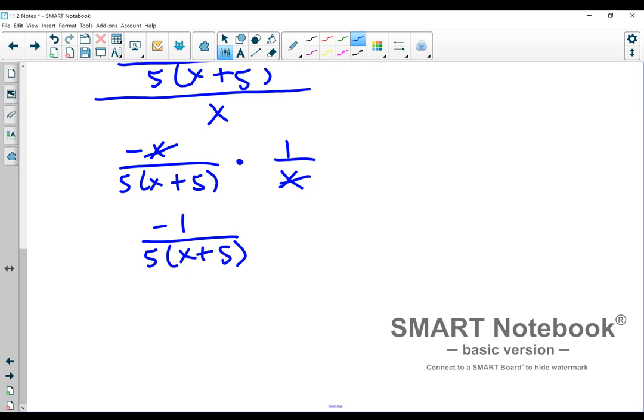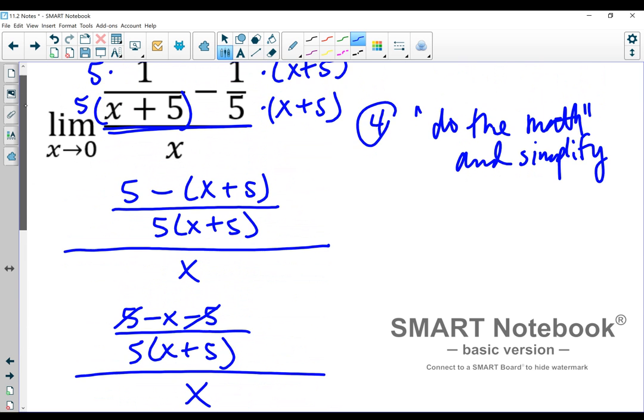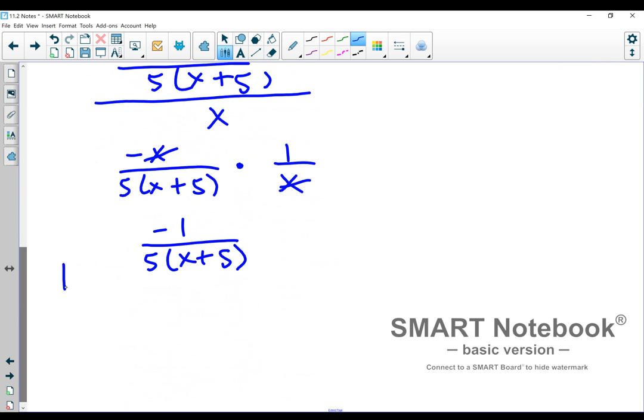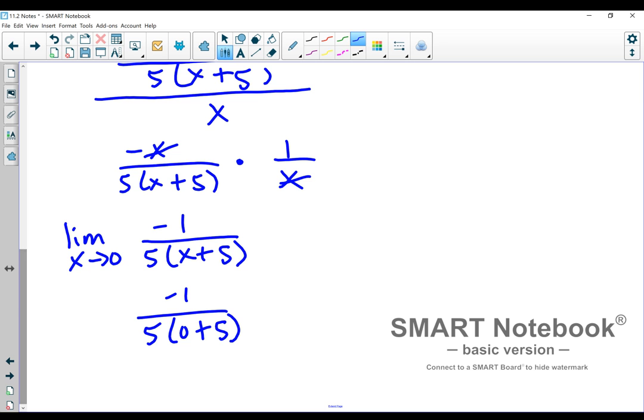Okay, and now I cannot even remember what number we were looking for our limit. So our limit was as x goes to 0. So now I can go ahead and find that. So the limit as x goes to 0 of negative 1 over 5 times 0 plus 5. 0 plus 5 is 5. 5 times 5 is 25, so negative 1 over 25.